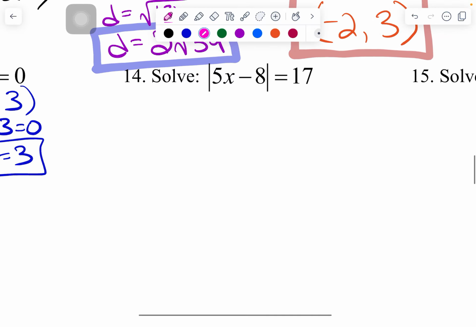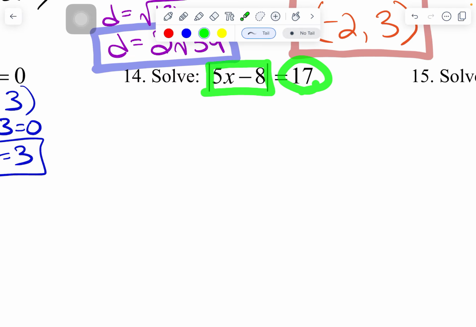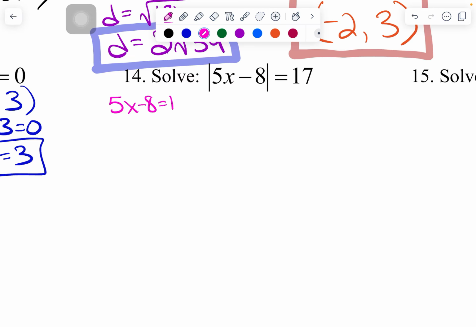Problem number 14 is an absolute value equation. Here's the deal. This expression could equal 17. So that's exactly what I'm going to set up. 5x minus 8 equals 17. Or this exact same expression, because it's an absolute value, could equal negative 17. So 5x minus 8 equals negative 17.